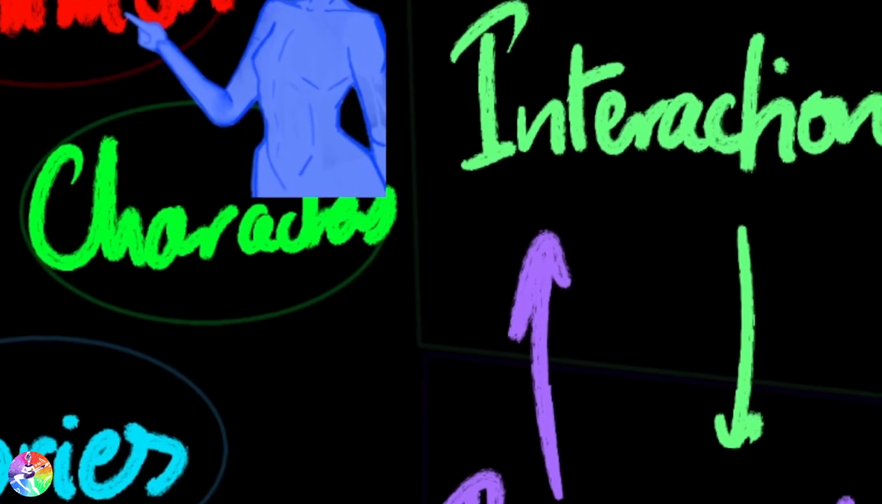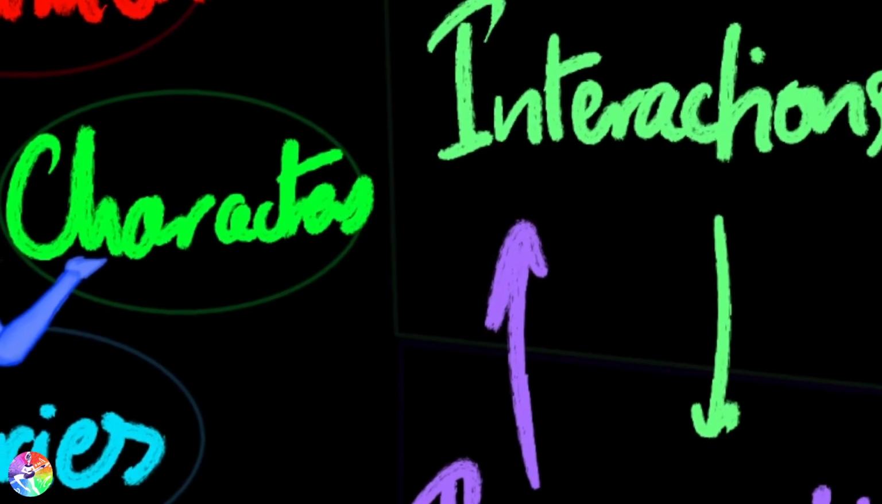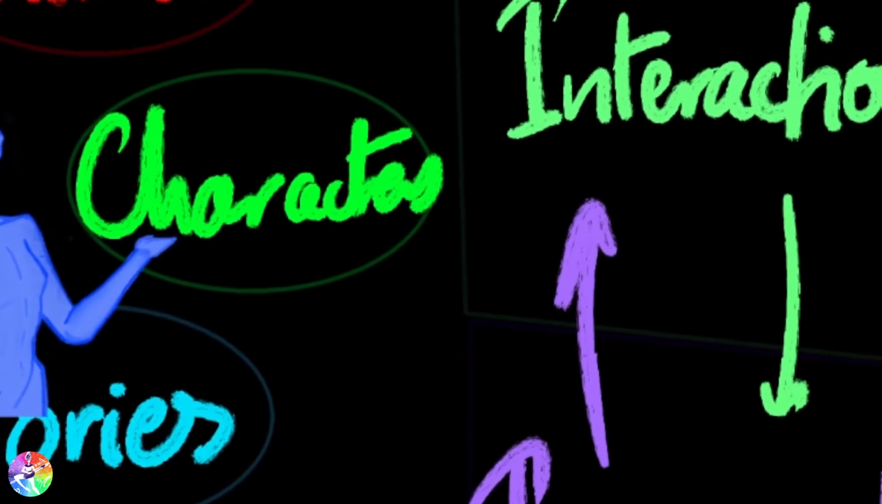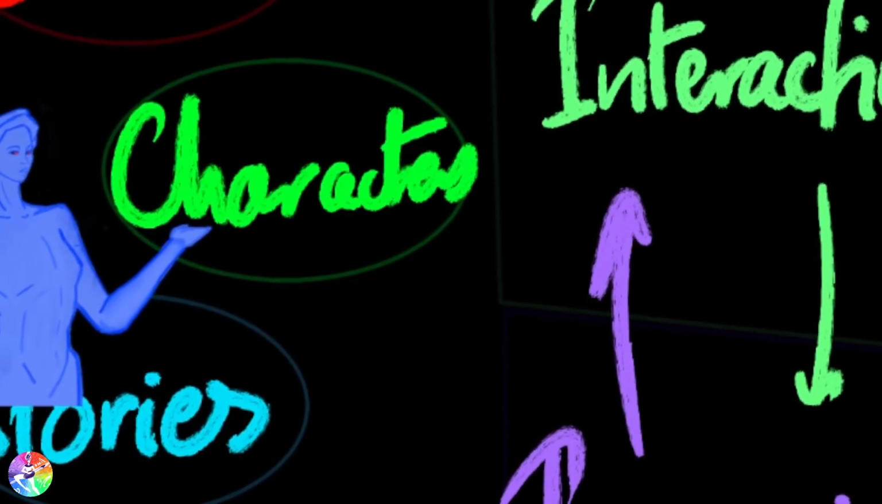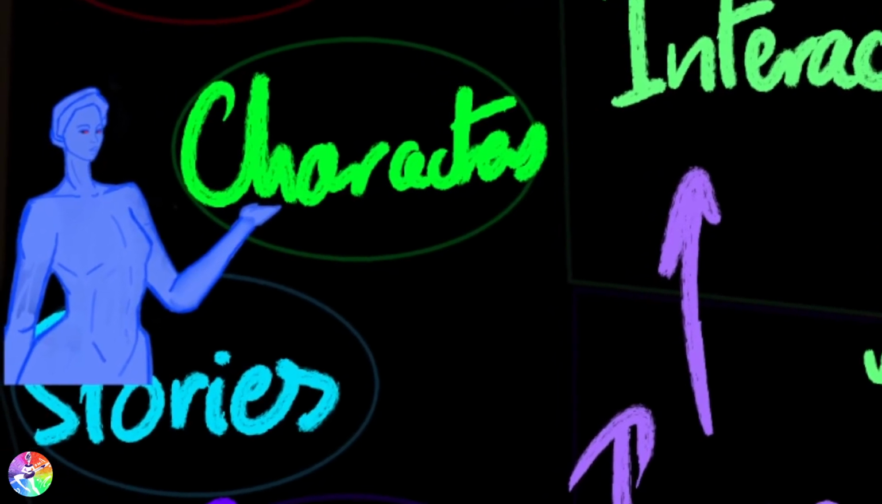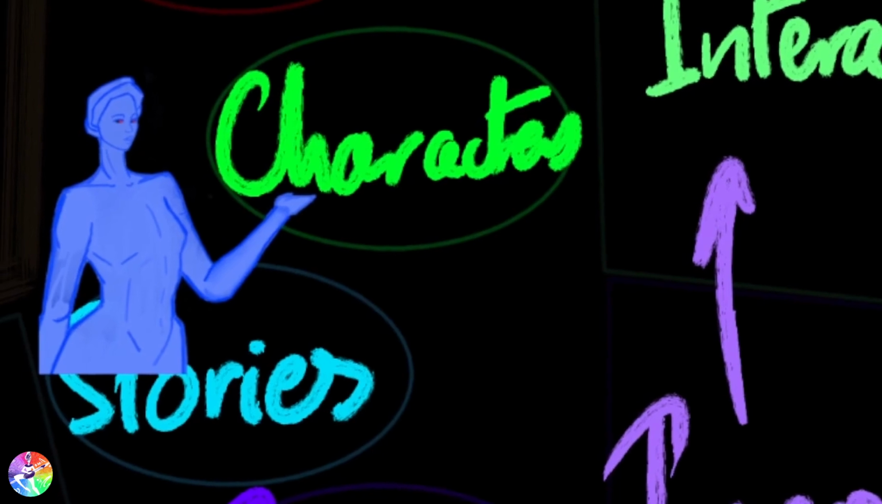Now, where do you look for them? You look at them in the characters. Think about the characters' interactions. How do the characters interact in your story number 1, which may be a comedy? How do they interact in your story number 2, which may be horror? And how do they interact in your story number 3, which may be drama?